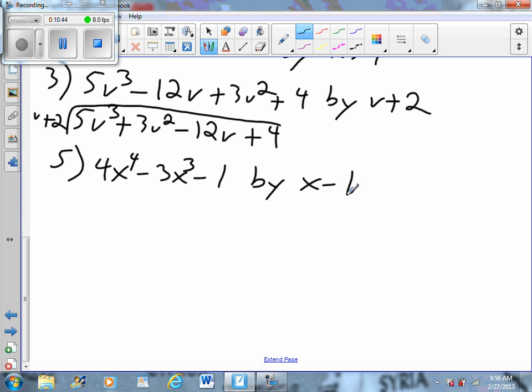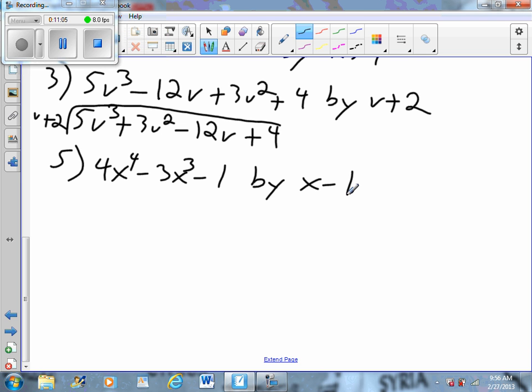Now, this is my dividend. Is it written in descending order? Yeah. But is it missing anything? It's missing something. What's it missing? I don't see a squared term in here. I don't see an x to the first power in here. I see a 4. I see a 3.